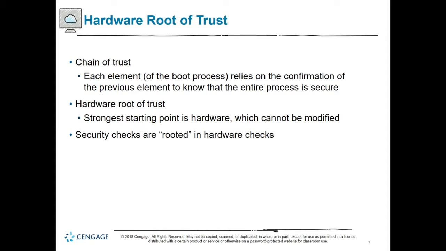We have a hardware root of trust. Now with this, we're going to say the strongest starting point is the hardware, because you can't modify the hardware without physically replacing it. So our security checks are going to be rooted into hardware checks.